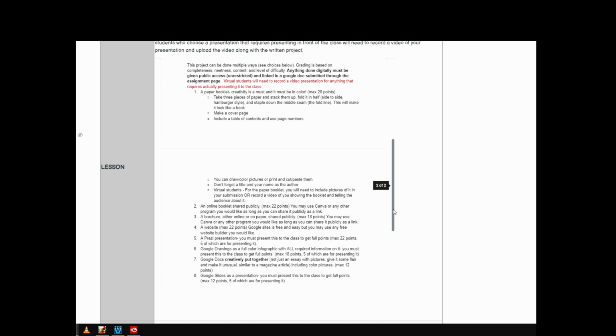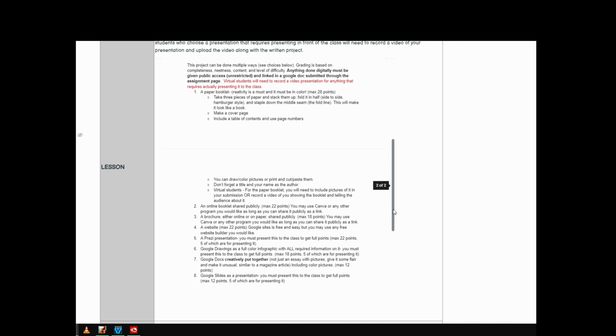This is number 3. If you make a brochure, either online or on paper, share it publicly. This is going to give you a maximum of 18 points possible. You can use, again, Canva or any other program you'd like. Make sure it's published, shared publicly, and you do the Google Doc with a link to it.